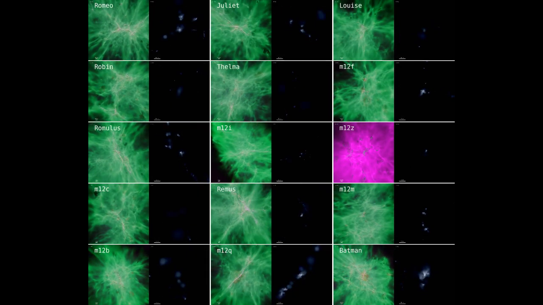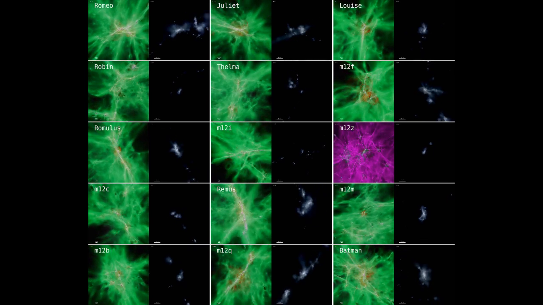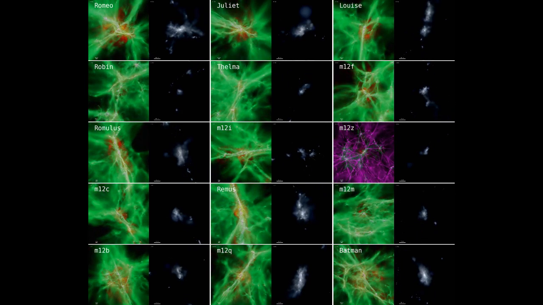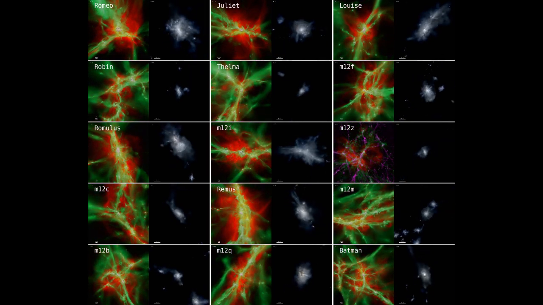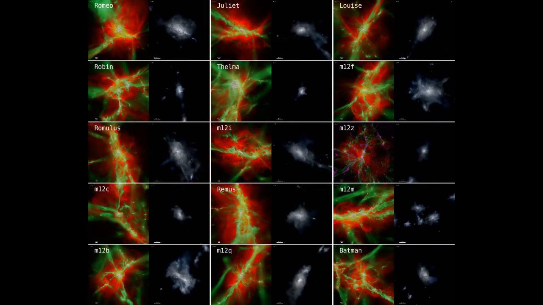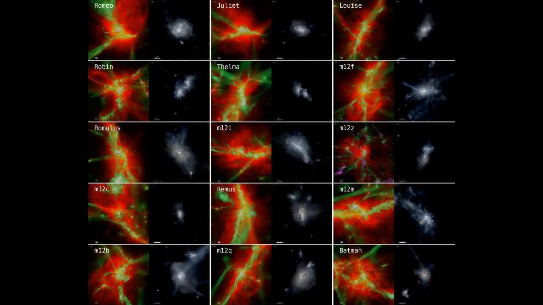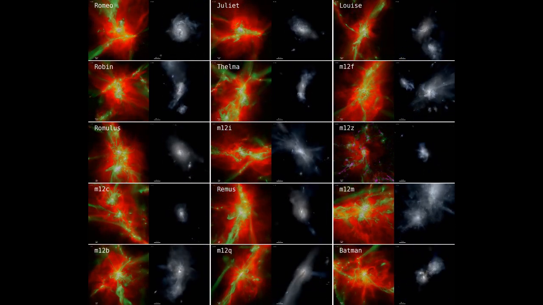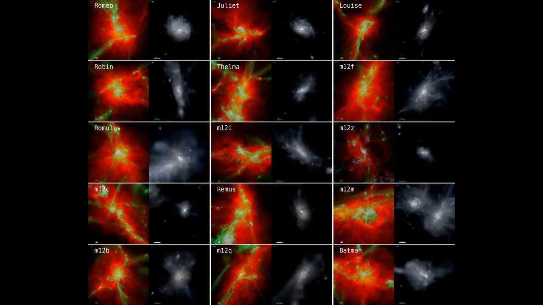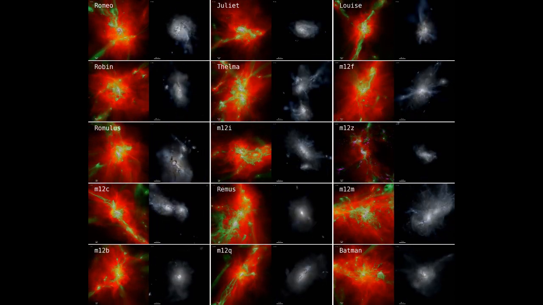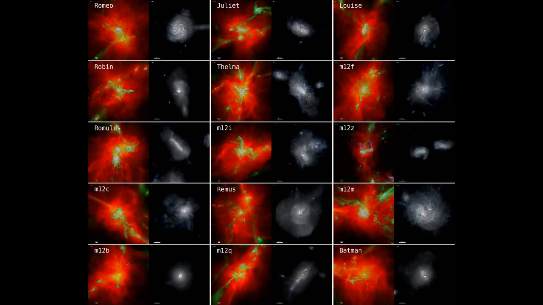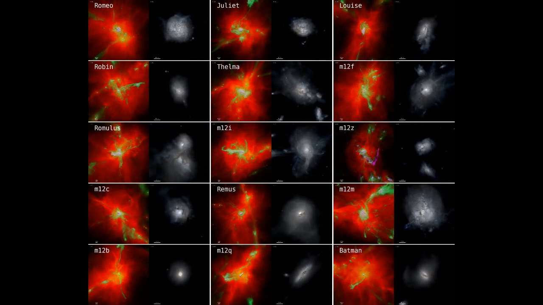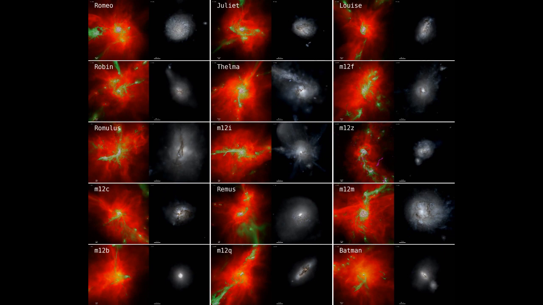And then here is a compilation of multiple galaxies that they've simulated. So you can see that each of these has names like Romeo and Juliet and Thelma and Louise and Batman. The red and green represent the gas, and then the black and white represent the stars. And so they're basically running simulations using supercomputers showing how you can generate galaxies that could look like galaxies today.